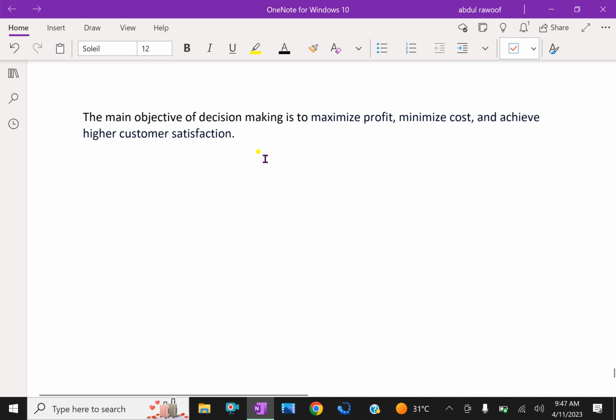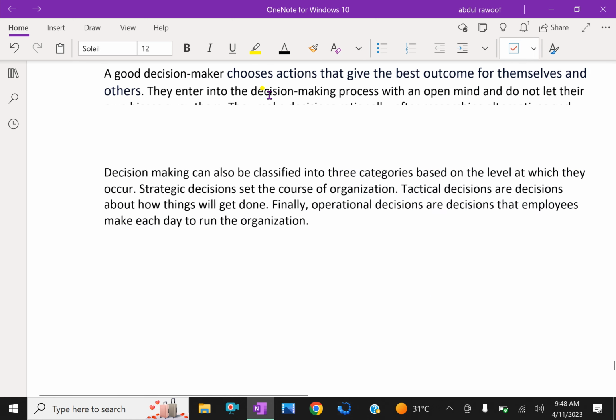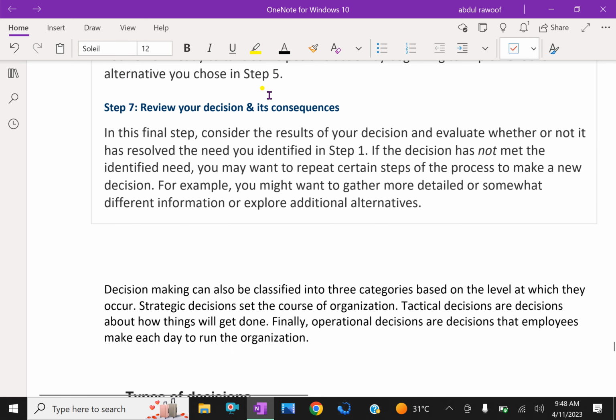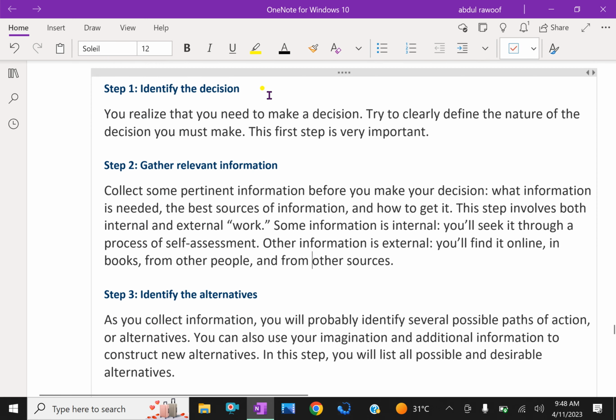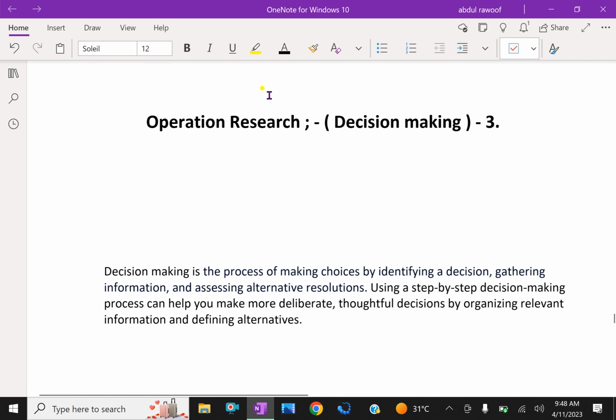Now, the main objectives of decision making are to maximize profit, minimize cost, and achieve higher satisfaction. So far, we have shortly discussed decision making, its classification and its need.